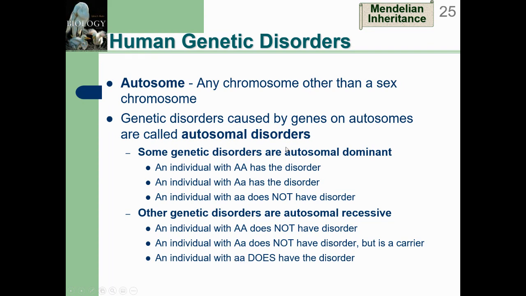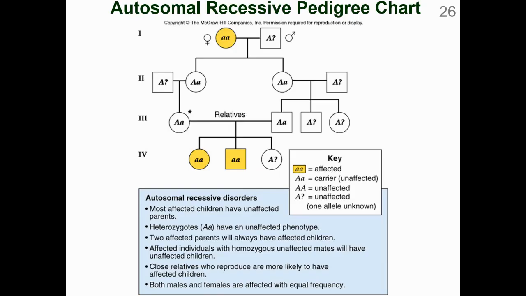Right? So the name tells you autosomal dominant means if I have the dominant allele, I get the disorder. Autosomal recessive tells me I have to have the recessive twice because the dominant always masks the recessive. So the only way to get it is by having the recessive allele twice.